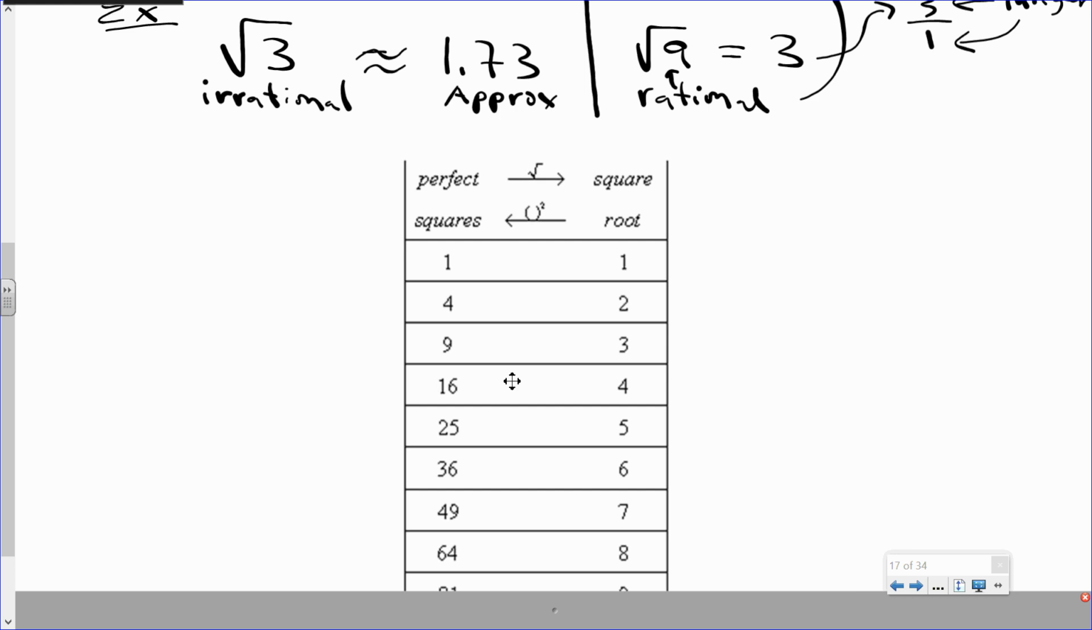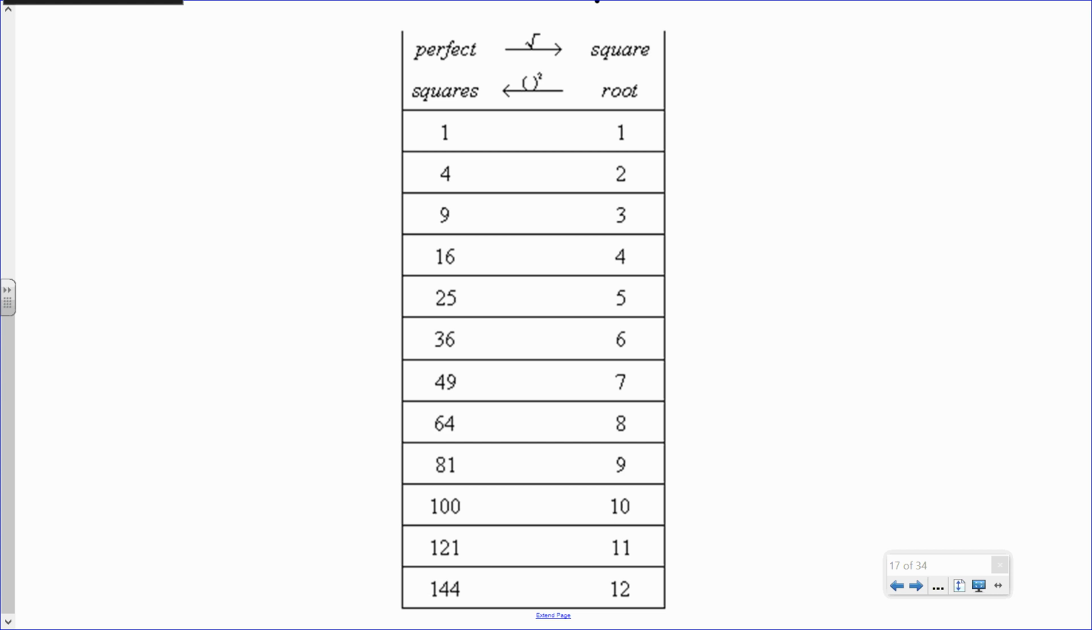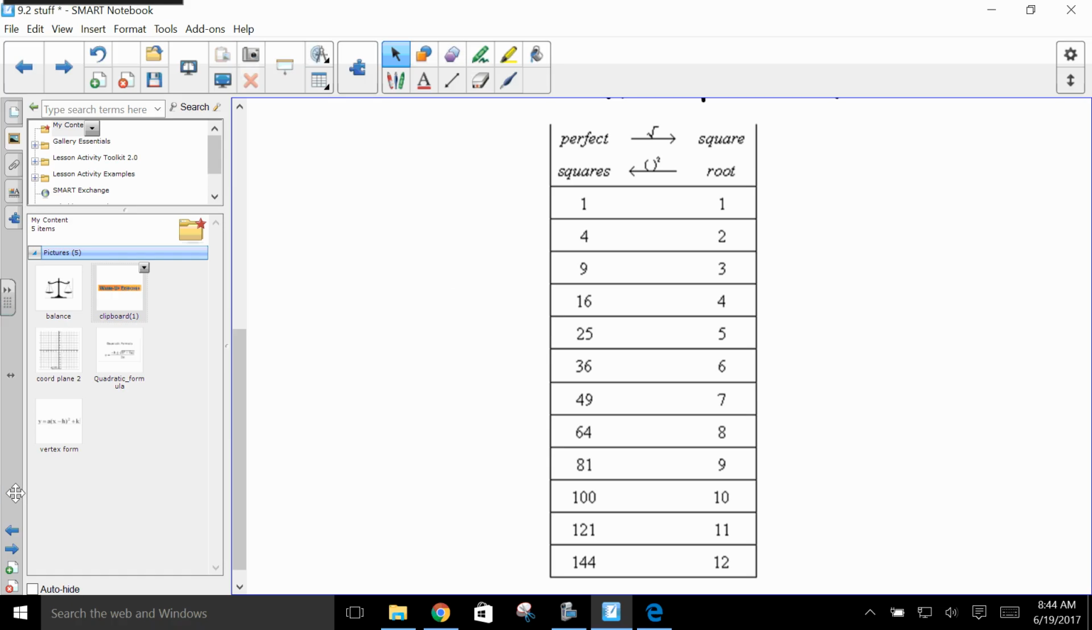So go ahead and make a simple table in your notes. You're going to put perfect squares on the left and square root on the right, and you're going to put an arrow going this way and an arrow going that way. Copy this exactly the way you see it, just up to 12. I'll give you about 3 minutes to do that.